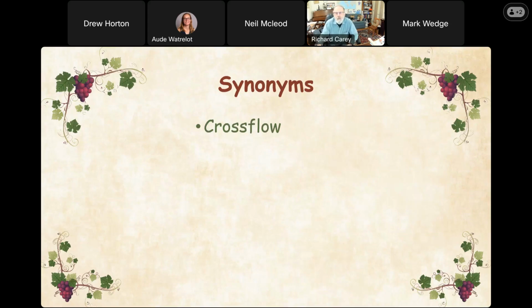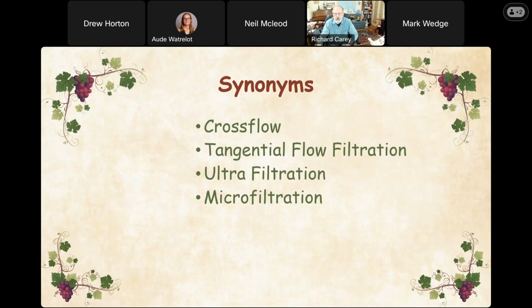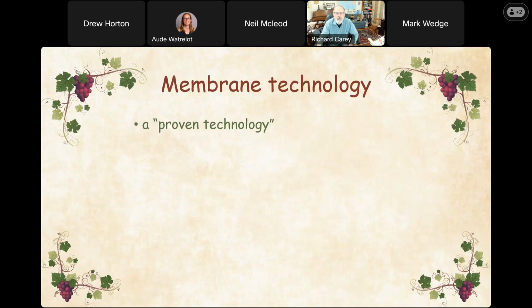Crossflow is also known by a whole bunch of different synonyms. Crossflow filtration is probably the most common, but the other one is called tangential flow filtration. You've probably heard about ultrafiltration, microfiltration, and of course, reverse osmosis. All of those use the same basic type of filtration architecture so that you can get dirtier wine through, coming out cleaner on the other side. When you start talking about ultrafiltration and microfiltration, it's just talking about smaller and smaller kinds of products. It is a proven technology.